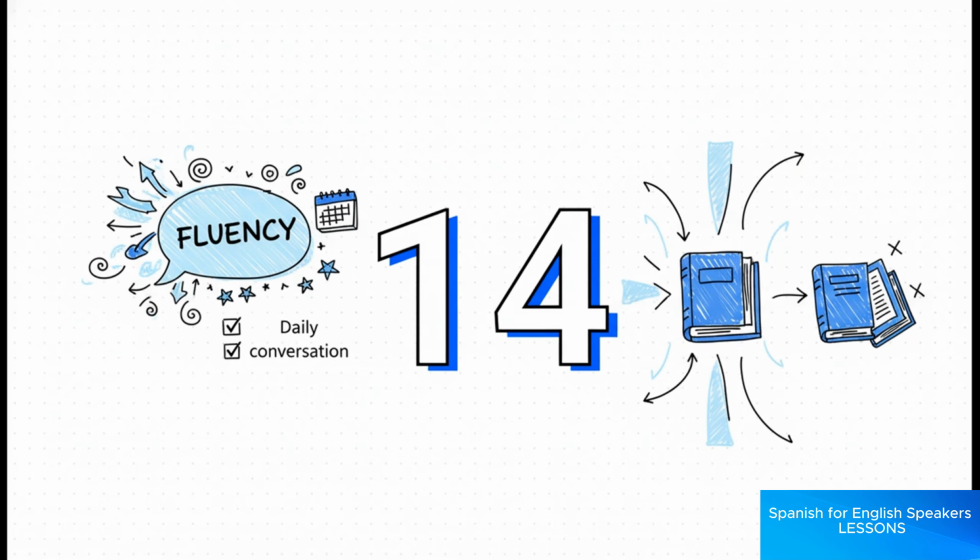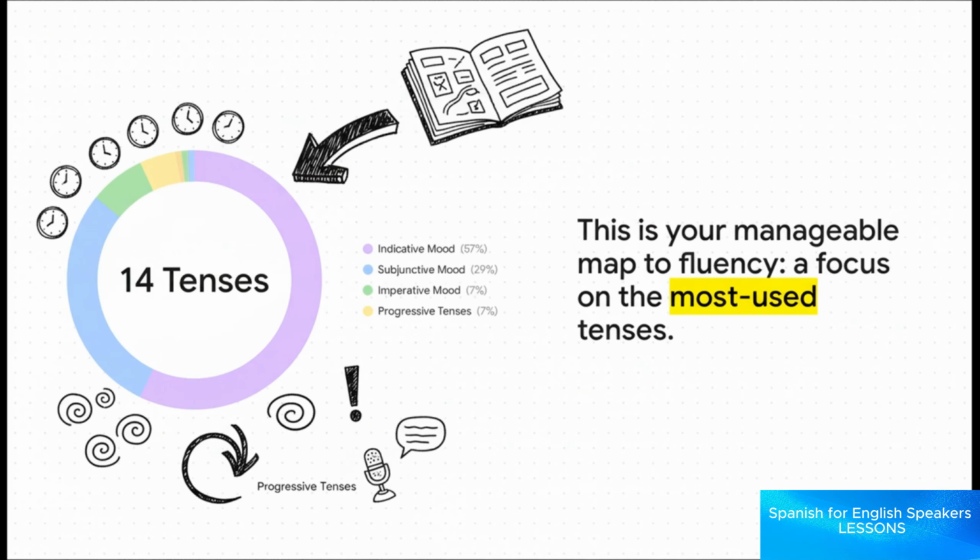For true, everyday fluency, the number you should actually have in your head is closer to 14. A few of those original 17 are, well, they're basically fossils. You'll only find them in really old literature or super formal legal documents. So for our purposes, we can just set those aside. And this right here, this is basically your roadmap to fluency. You can see that most of what you need is in the indicative and subjunctive moods. If you can get a handle on the core tenses in these, plus the imperative and that common ing form, you know, like I am speaking, you're golden. This is your manageable path forward.